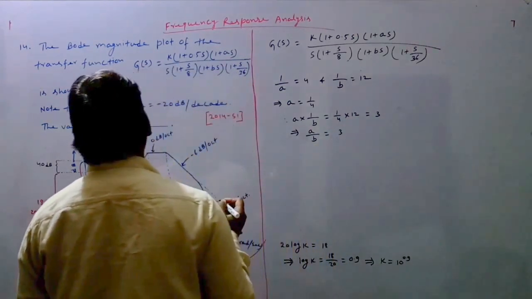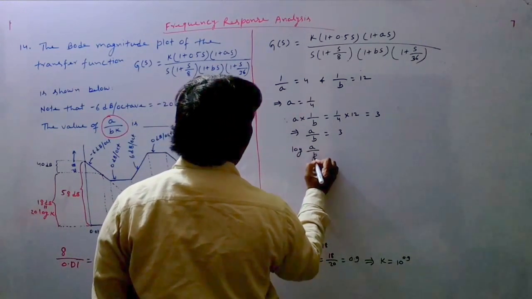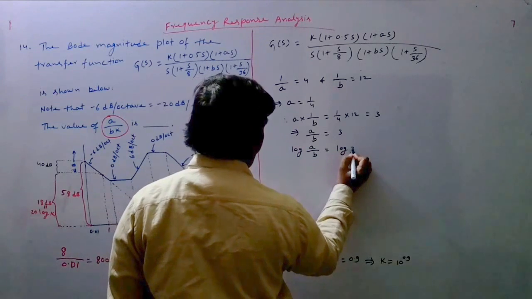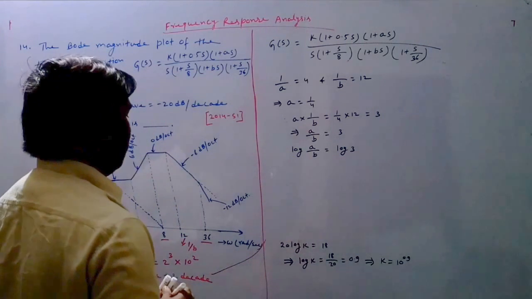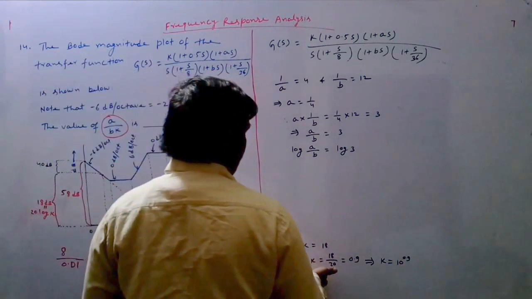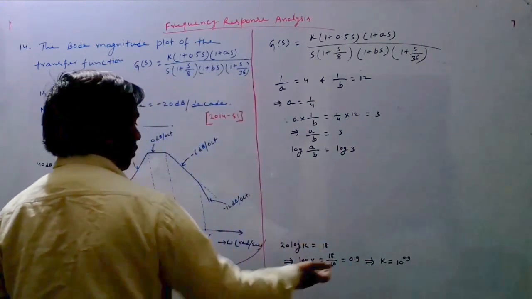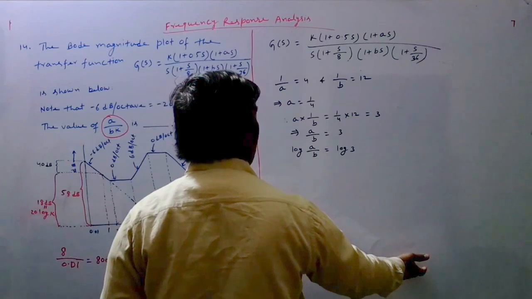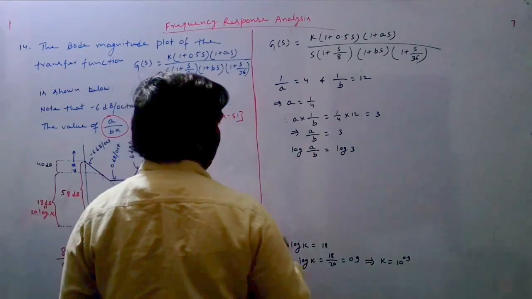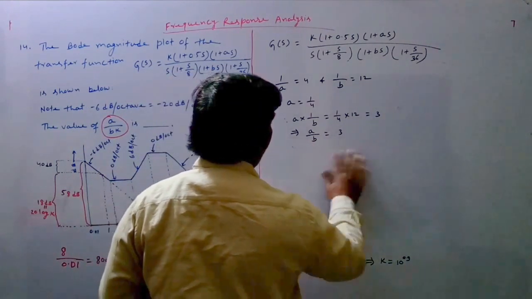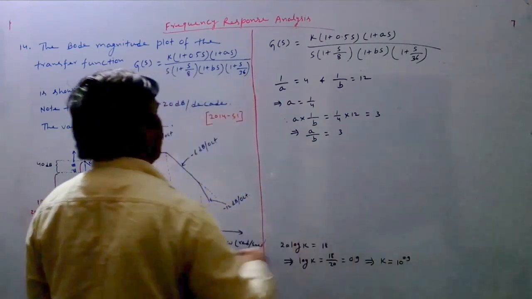Now if we take log, log a by b will be equal to log 3. Now it is given that log k is equal to 0.9, or k is equal to 10 to the power 0.9. So actually there is no need of doing this. From here k is 10 to the power 0.9.